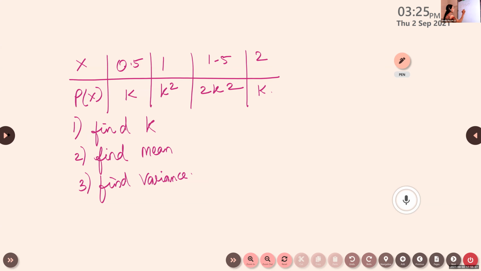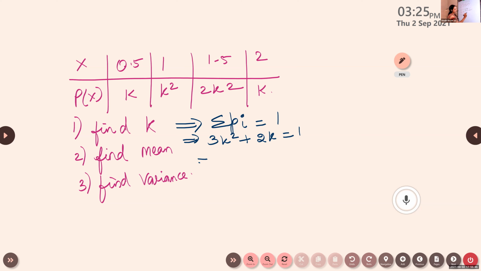What do we know? To find k, how will you do this? Sigma pi. Yes? The sum of all the probabilities is 1. Yes, sigma pi is 1. When we add this, what will you get? Look here: 3k square plus 2k is 1.